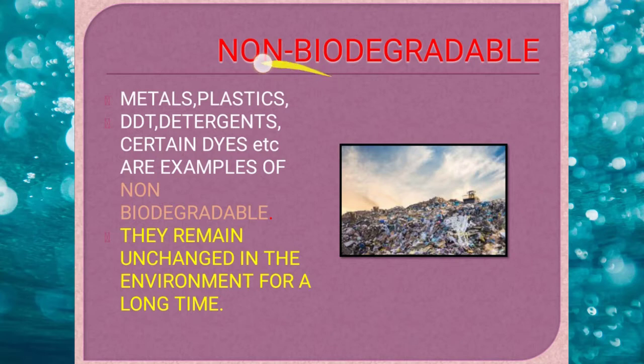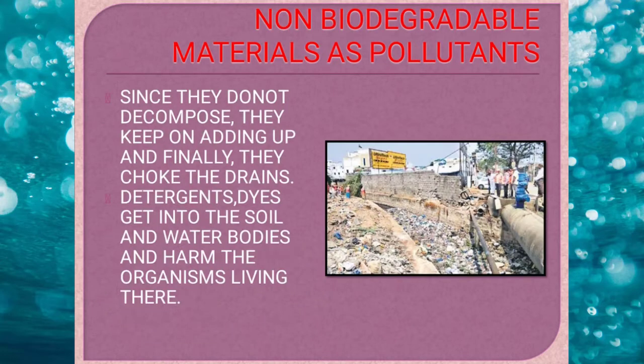Metal, plastics, DDT, detergents, certain dyes, etc. are examples of non-biodegradable waste. They remain unchanged in the environment for a long time. Since they don't decompose, they keep on adding up and finally they choke the drains. Detergents and dyes get into the soil and water bodies and harm the organisms living there.